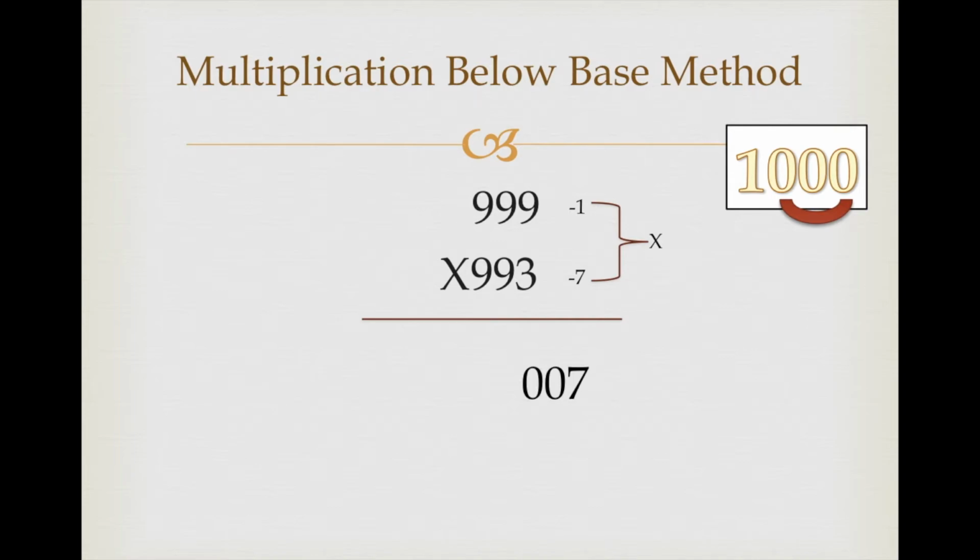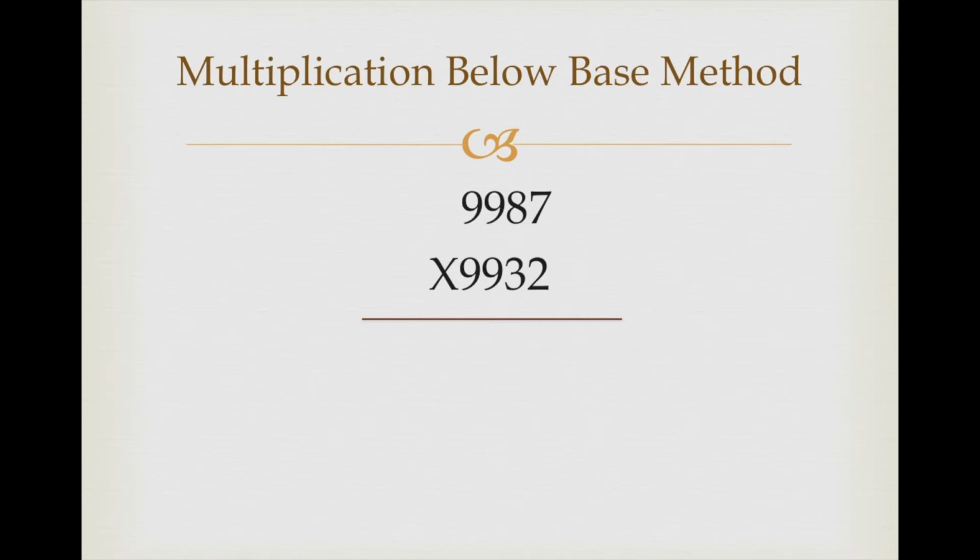Moving forward, cross subtract and check. 993 minus 1 gives us 992 and 999 minus 7 also gives us 992. Multiply 992 with 1 because we have considered the base 1000. 992 into 1 gives us 992 only. Write down 992. Our complete answer is 992007.